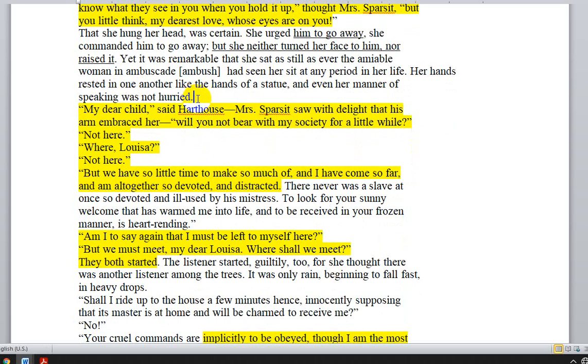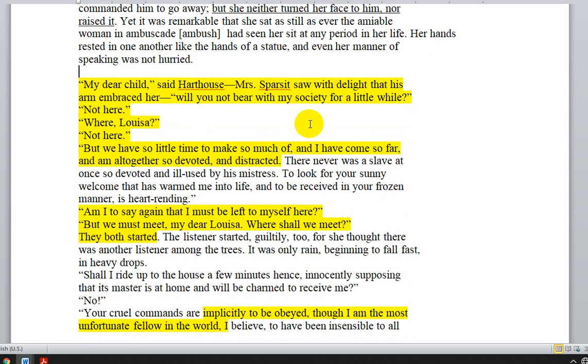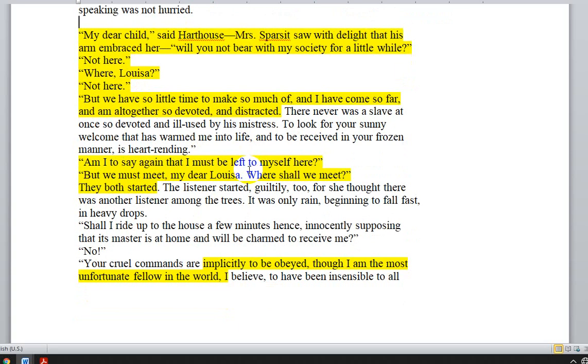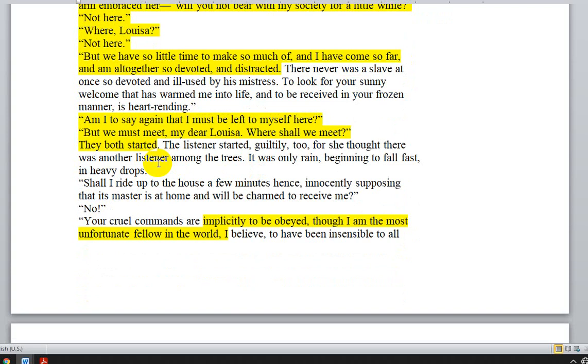"My dear child," said Harthouse. Mrs. Sparsit saw with delight that his arm embraced her. "Will you not bear with my society for a little while?" "Not here," said Louisa. "Where, Louisa?" "Not here. But we have so little time to make so much of, and I have come so far, and am altogether so devoted and distracted.